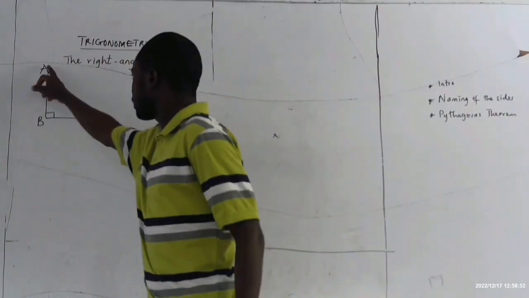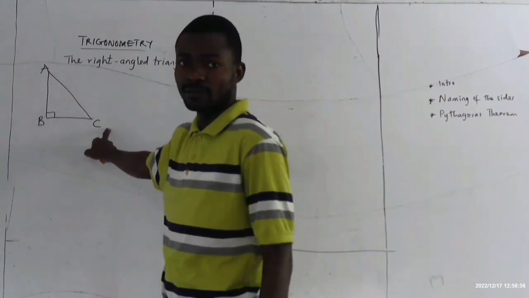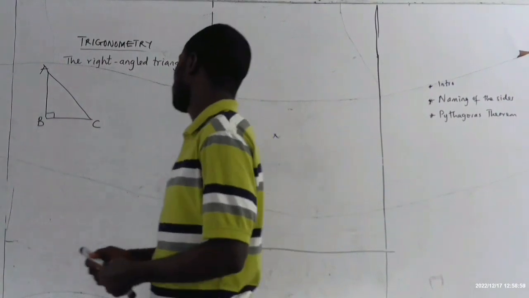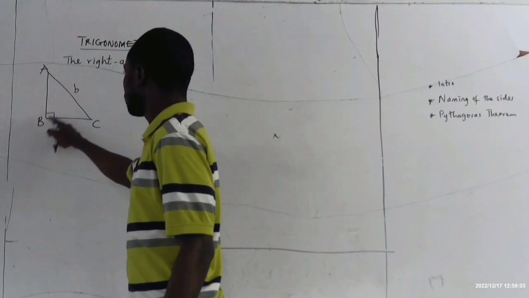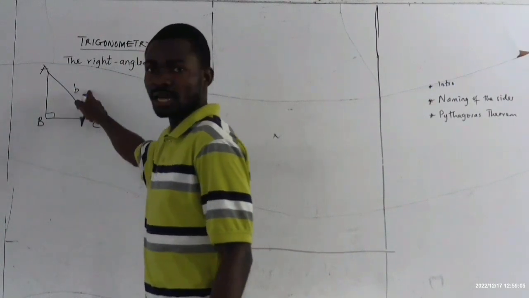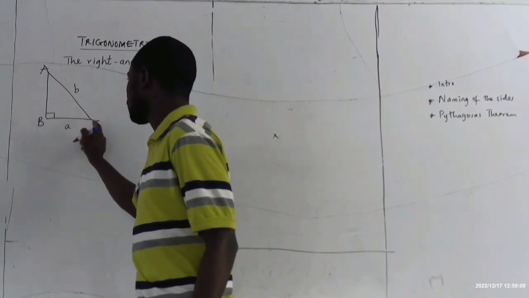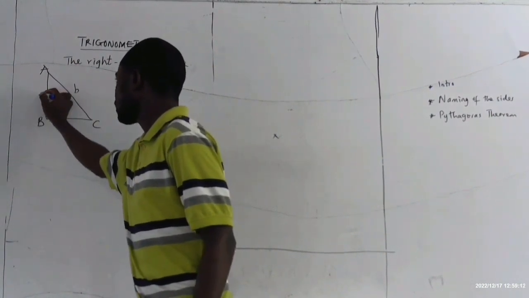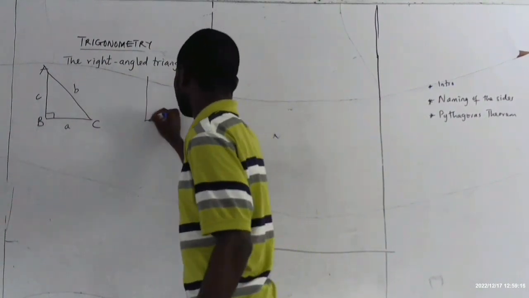We have the vertex A, the vertex B, vertex C. These are for angles. And in mathematics, we write the side facing B with the small letter b. The side facing A has small letter a. The side facing C has small letter c. So I'll show you how to name the sides of a right angle triangle.